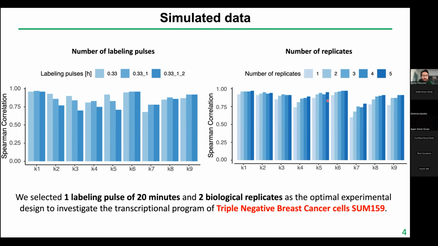So at the end of the day, looking at these bar plots, we decided that 1 labeling time and 2 replicates could be a good trade-off between experimental load, cost, and quality of the inference. And we decided to apply this experimental design to provide RNA dynamics with Nanodynamo in triple-negative breast cancer cells, SUM159 cells. So from this slide on, all the results that you will see are based on real experimental data. Okay.